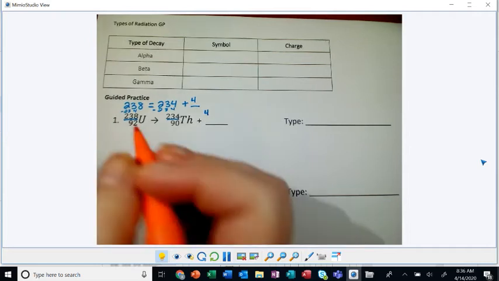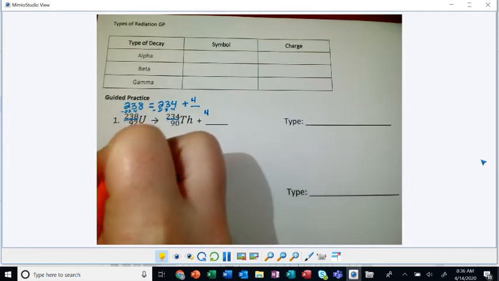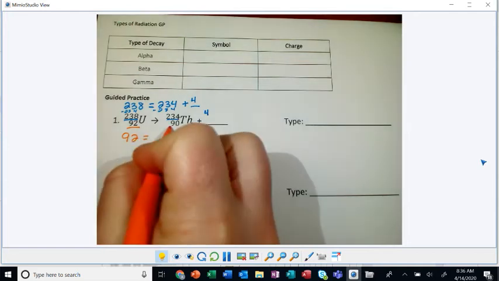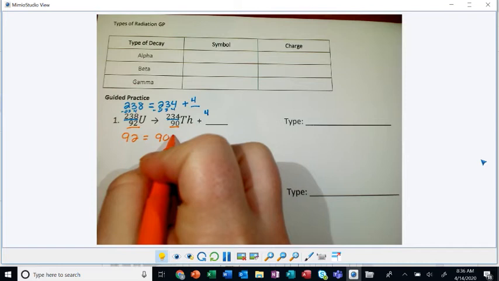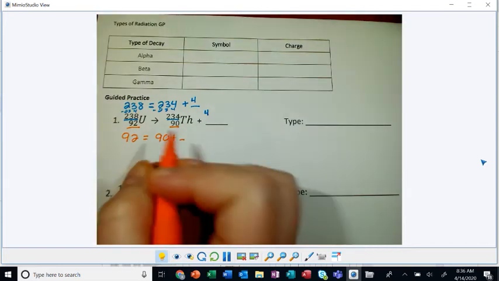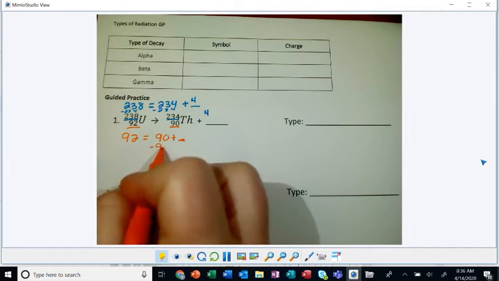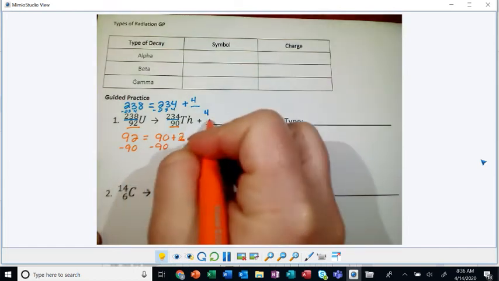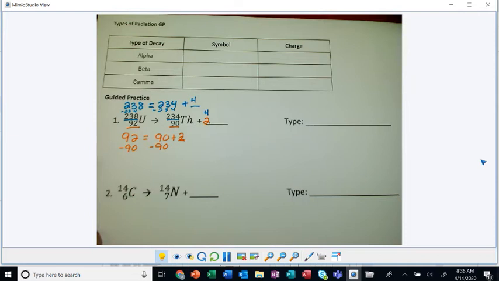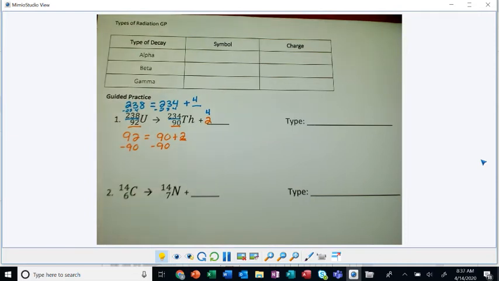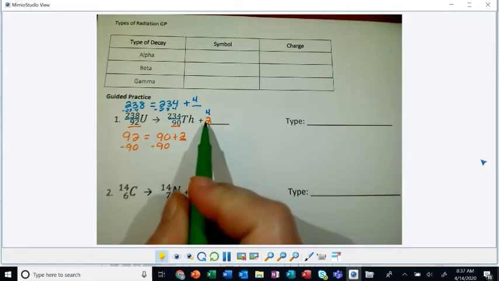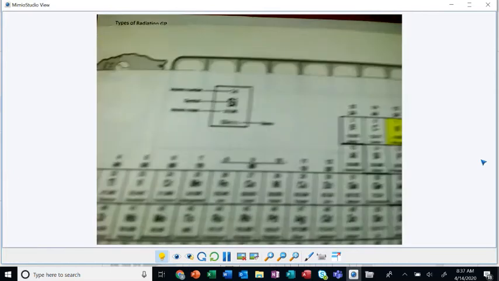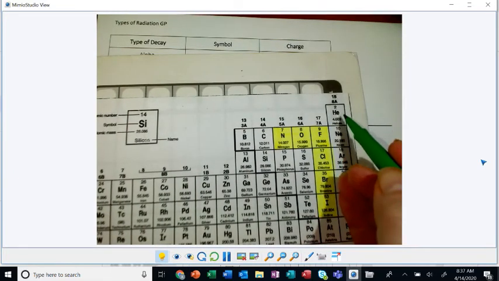Now we're going to do the same thing to my bottom numbers. So I have 92. The arrow means equals 90 plus blank, right? So I need to find my blank. So subtract 90 from each side, and you get the number 2. So the number on bottom is 2. Now, if you remember isotopes, then you'll remember that the number on bottom is the atomic number. So the bottom number here becomes the top number on your periodic table. So I look at the periodic table for atomic number 2, which is helium.